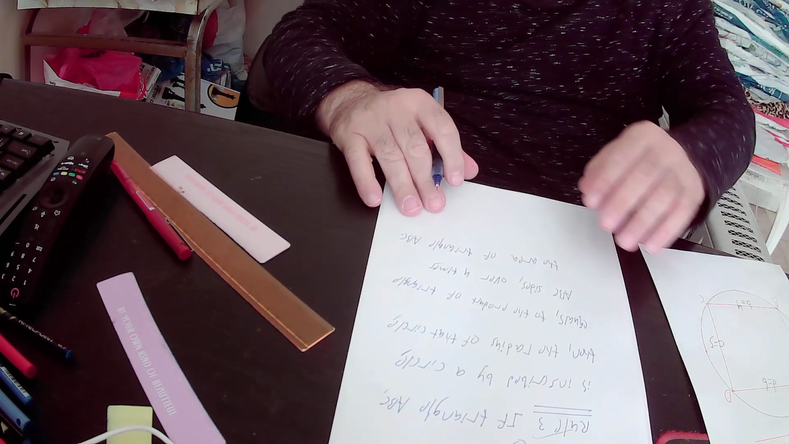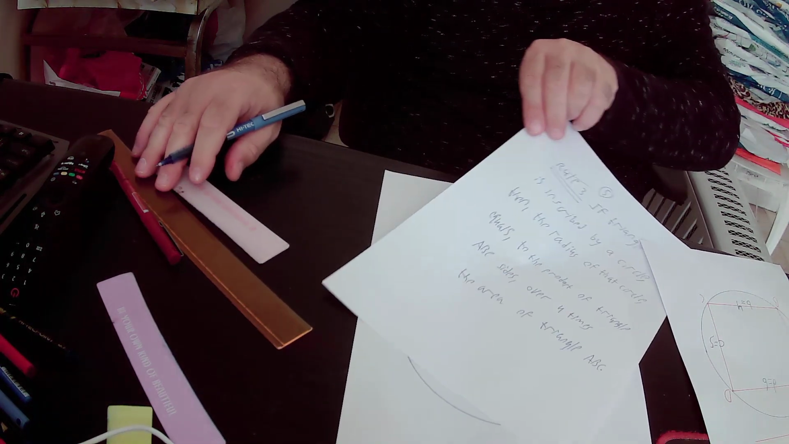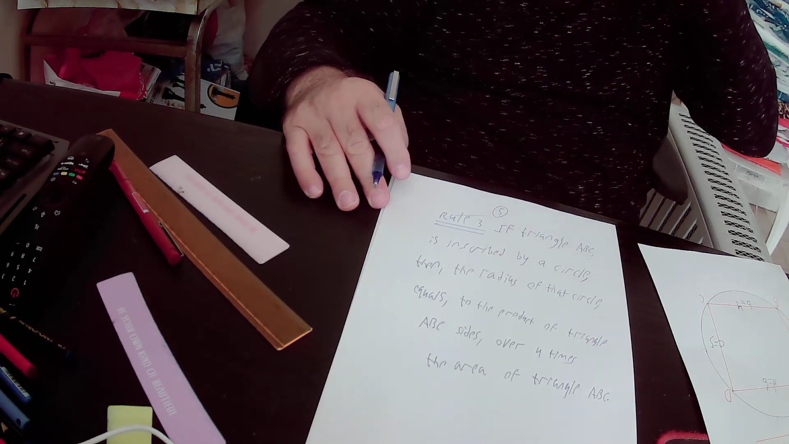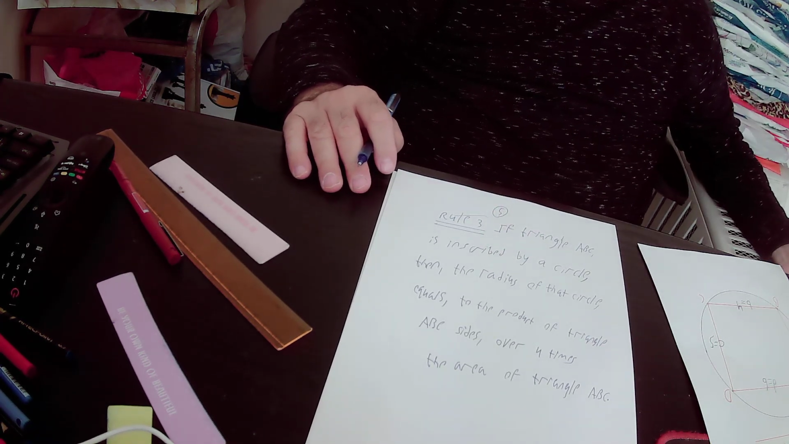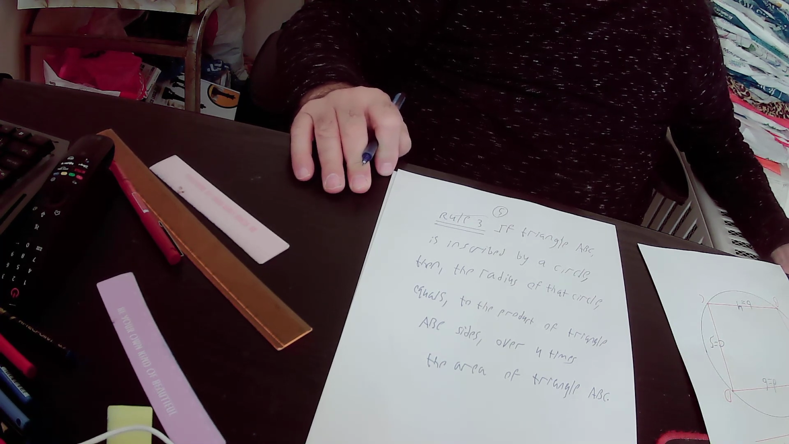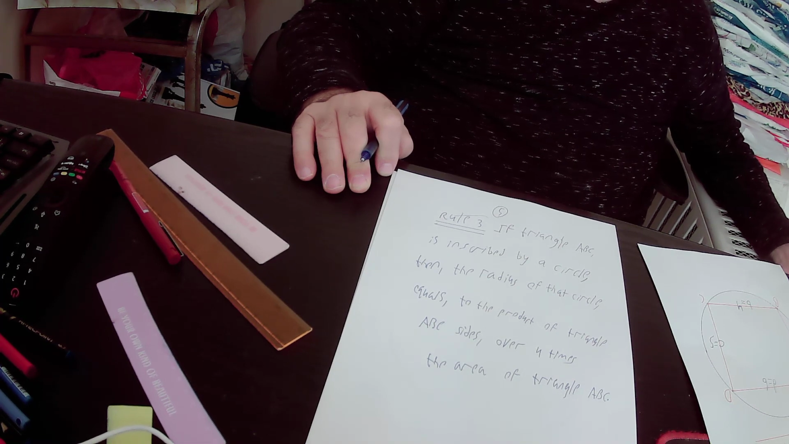So I will read rule number 3 again. Rule number 3 says that if triangle ABC is inscribed by a circle, then the radius of that circle equals the product of triangle ABC sides over 4 times the area of triangle ABC.